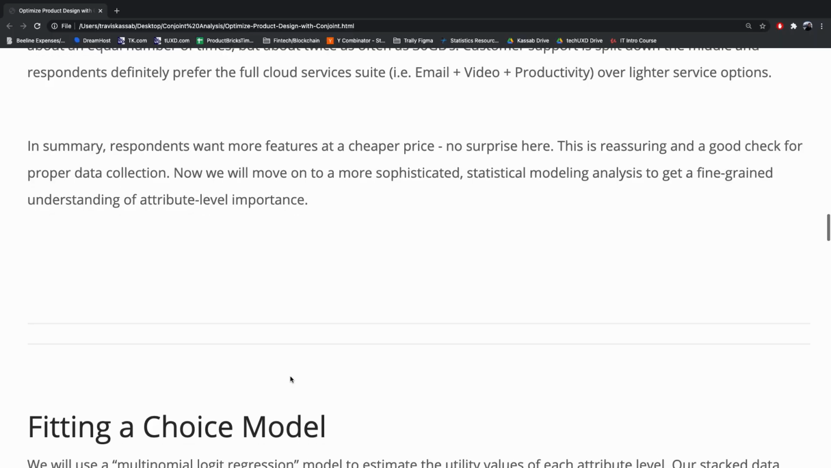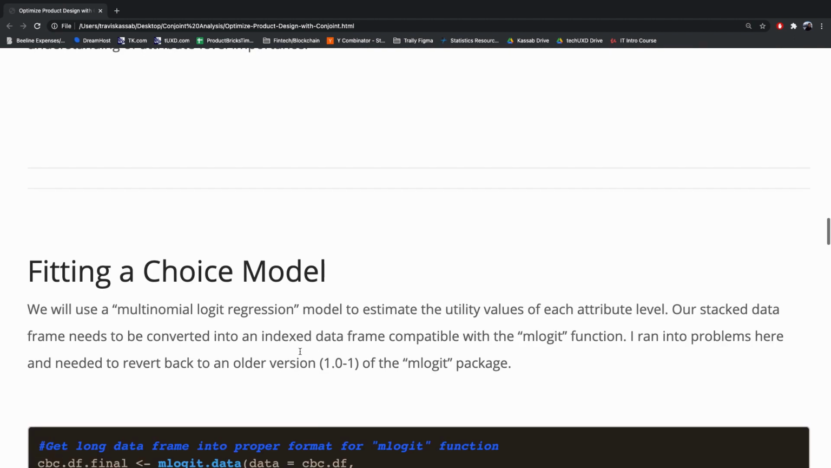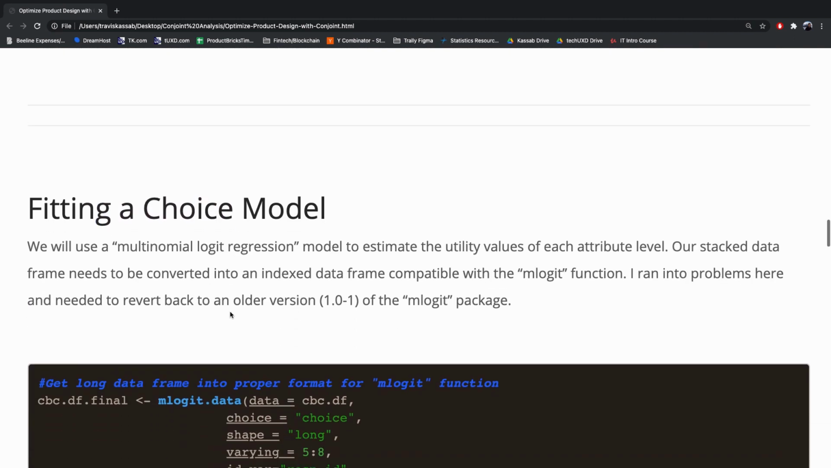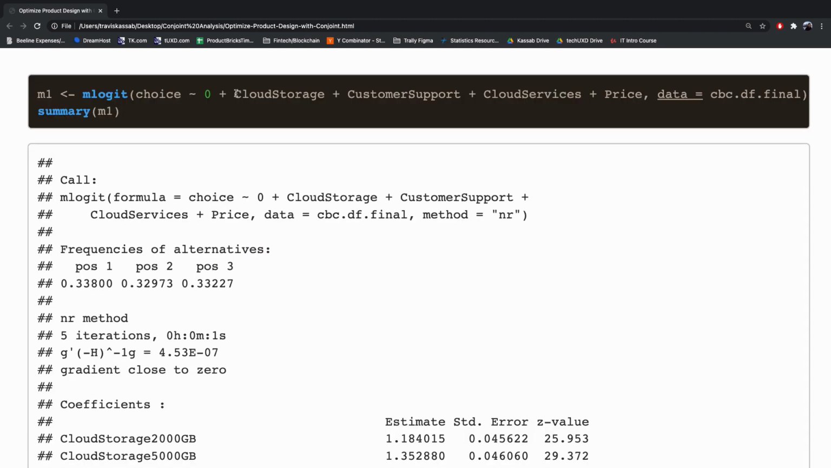And now we're going to get into a more sophisticated analysis where we actually fit a choice model with something called a multinomial logit regression. To define the mlogit regression formula, the dependent variable on the left side of the tilde is choice. This is the purchase decision. Then we add all of our attribute variables on the right side. These are our independent variables. And I'm including a zero term here so that the regression output does not give us an intercept term. We don't care about that.